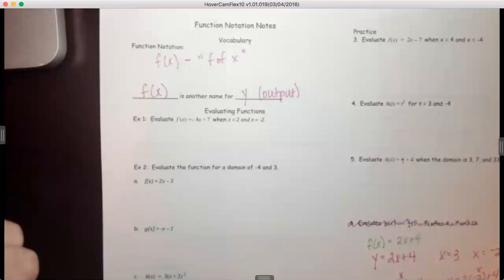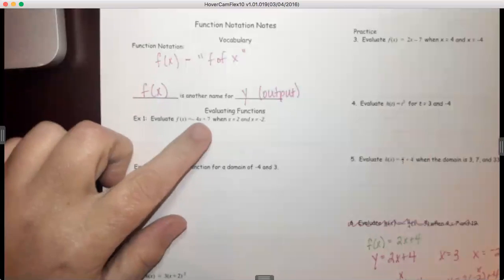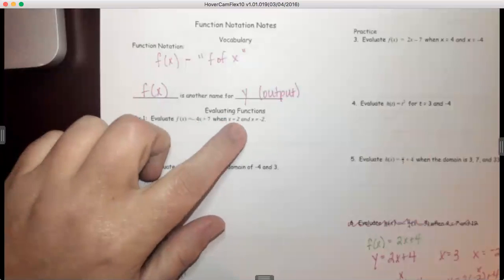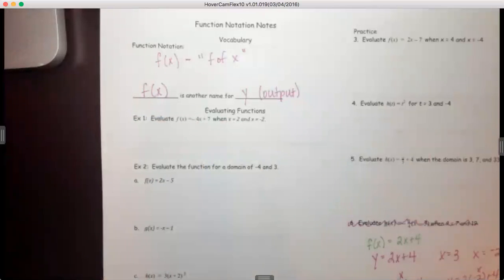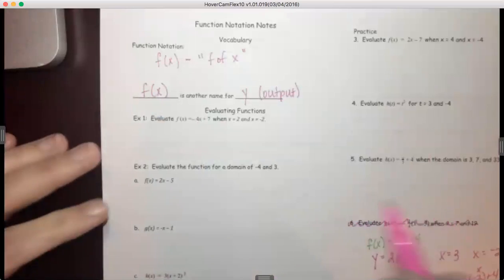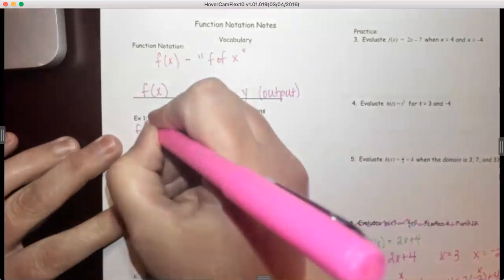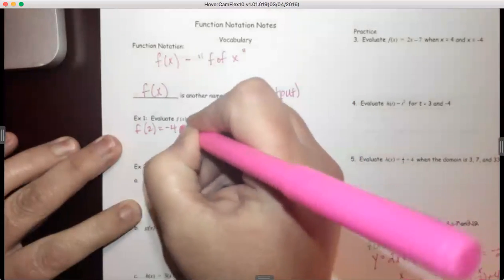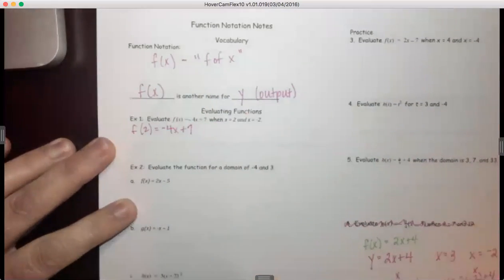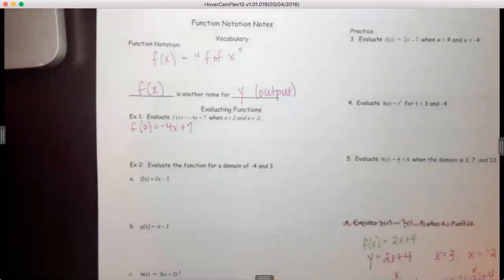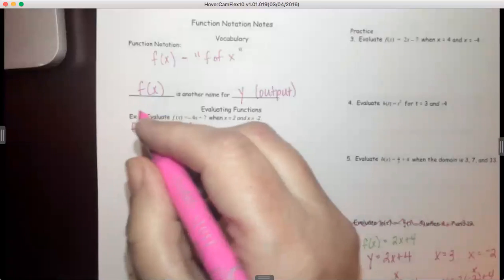Now, when we evaluate the function, if we have f of x equals negative 4x plus 7 when x equals 2 and x equals negative 2, we're going to do the exact same thing that we did down here when we started out. We put our input in and get our output out. How we would write this is f of 2 equals negative 4x plus 7. This is like shorthand, right? You don't say be right back anymore, you put BRB in the text. You don't say, oh my gosh, you're an idiot, you just put SMH because that's all you can do. So this is basically shorthand.